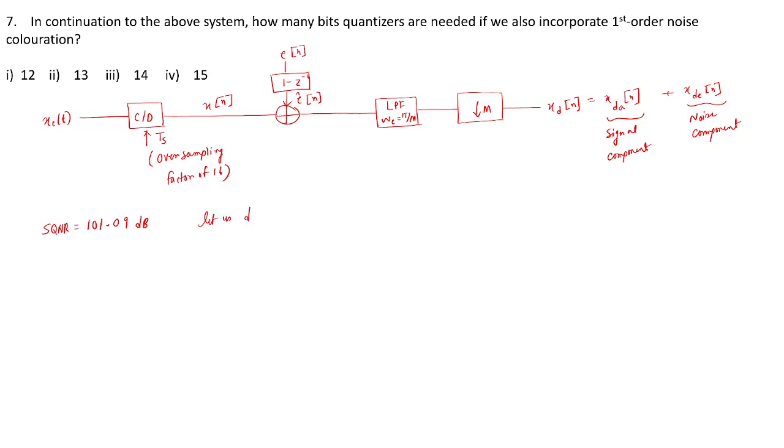Let us denote B2 plus 1 be the number of bits required in the new quantizer. Correct.